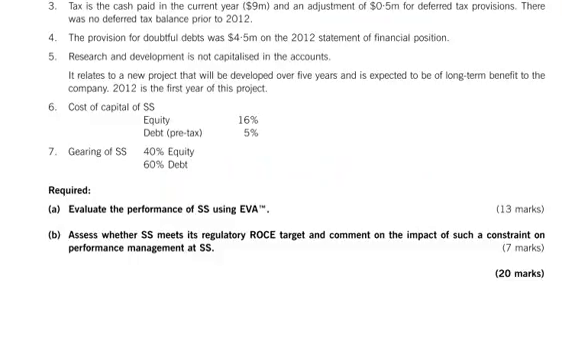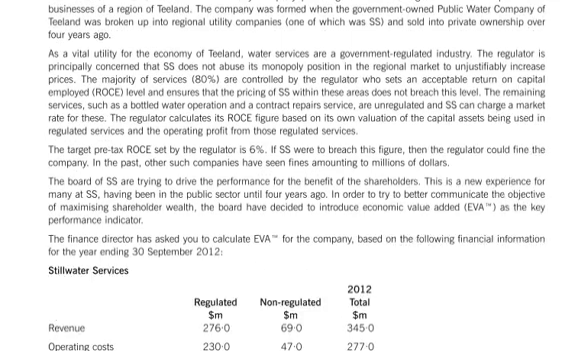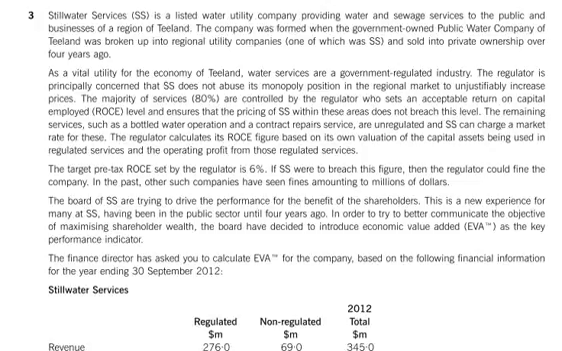Part B asks us to assess whether SS meets its regulatory return on capital employed target and to comment on the impact such a constraint has on the performance of management. Now, what is this target here? Let's read this paragraph here. The target pre-tax return on capital employed set by the regulator is 6%, and if it were to breach this figure, the regulator could fine the company. So it has to stay below 6%. That's really what we need it to be doing.